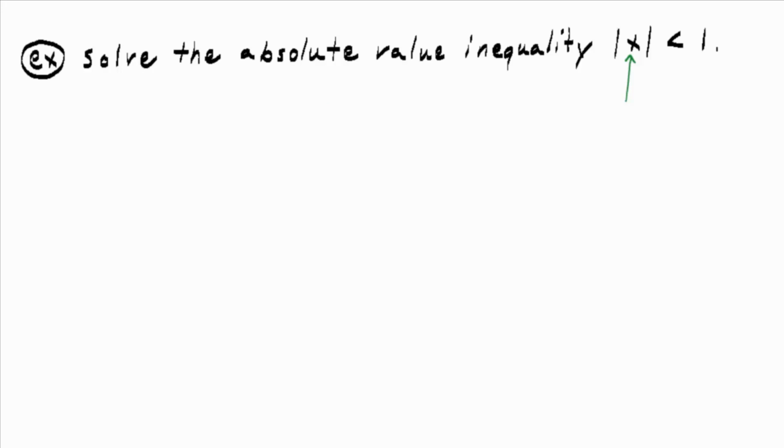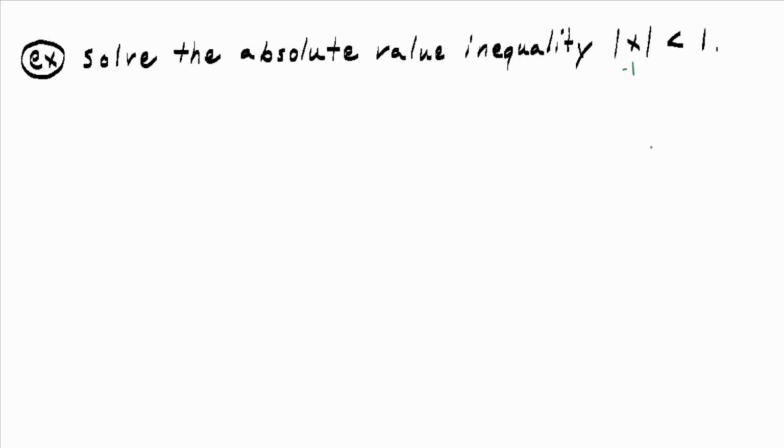Would negative 1.2 satisfy it? No, because the absolute value of negative 1.2 is bigger than 1. What about negative 1 itself? Would the absolute value of negative 1 be less than 1 if you plugged it in? No, because the absolute value of negative 1 is 1. 1 is not less than 1. Now, if there were an or equal to symbol there, a little line there, then it'd be okay.